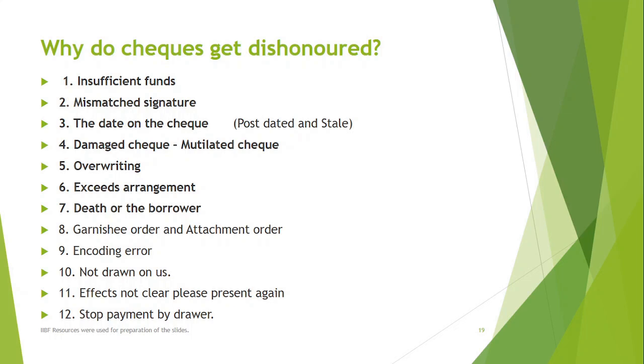Encoding error is point number 9. Encoding error means MICR, magnetic ink character recognition. This is not so common nowadays because we have shifted from the conventional banking model to a very dynamic model. In the previous era, checks were supposed to go to the clearinghouse, and from the clearinghouse they were supposed to go to the other party. Every check was supposed to be encoded with MICR ink, magnetic ink character recognition.